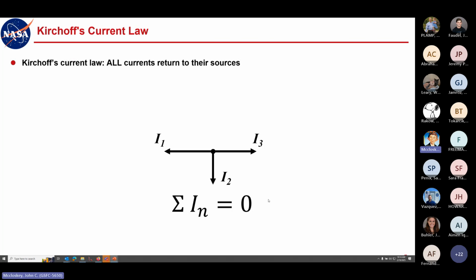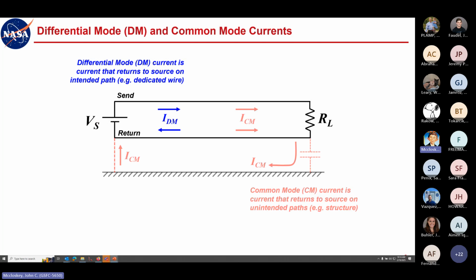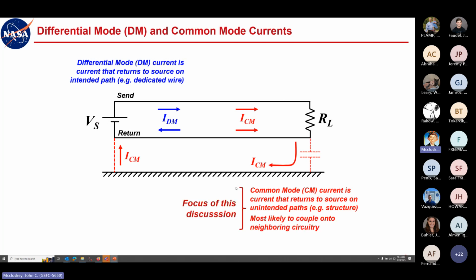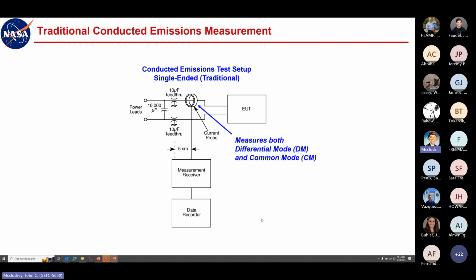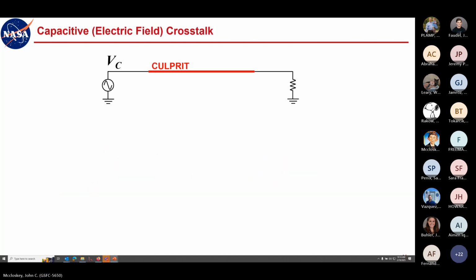Okay, so this is a repeat of the stuff from the differential mode section, so we can whiz past this. Now we're focusing on common mode. We've talked about this and this. Okay, so the nature of crosstalk. First, we'll talk about capacitive crosstalk or electric field.